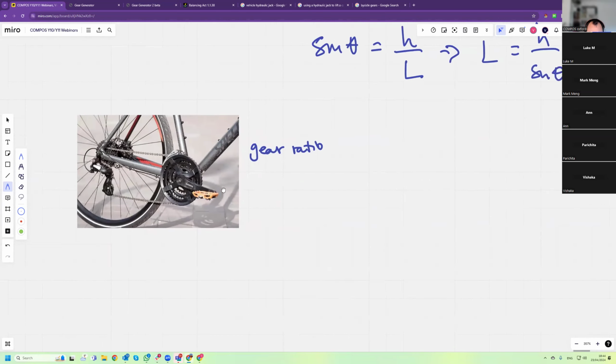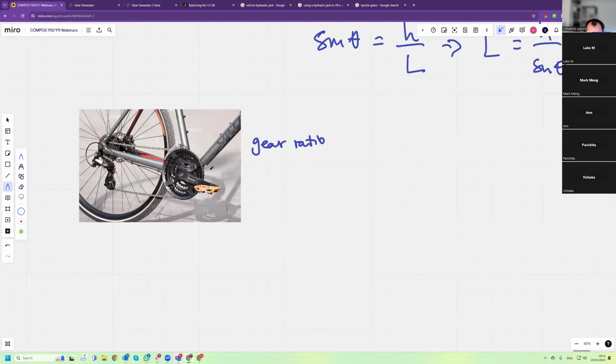You always have the primary gear. This is the primary, and the secondary. The primary is sometimes called the driver, and the secondary is, oh, I forgot the word, the driven gear. Anyways, the primary or the driver, and the secondary, the driven gear.